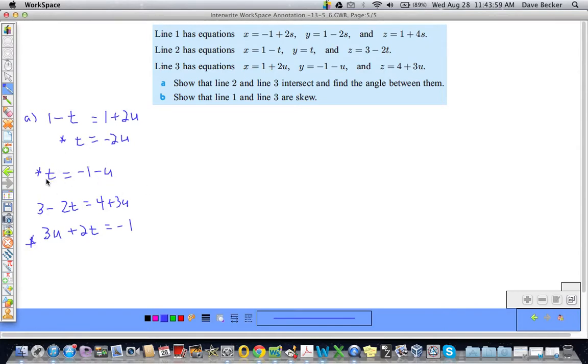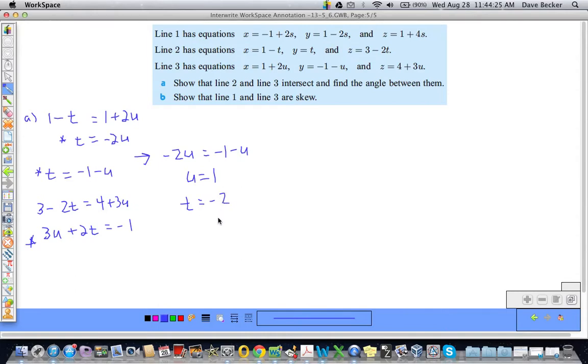If I set t equal to t right here, this gives me negative 2u equals negative 1 minus u, and solving that I get u equals 1. Okay, and if u equals 1, then if I replace u with 1 here, then t equals negative 2. Easy peasy pumpkin pie.